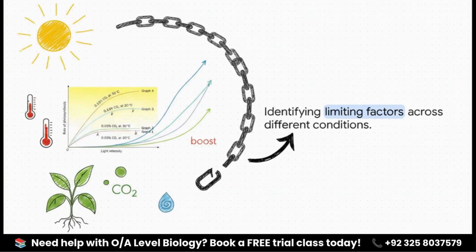For example, on the lower green graph, increasing the light intensity stops increasing the rate pretty early on. Why? Because the CO2 is low, so CO2 is the limiting factor there. If we boost that CO2, as you can see in the blue curve, the rate climbs higher. Basically, whatever is actively restricting the plant's maximum potential is your limiting factor.